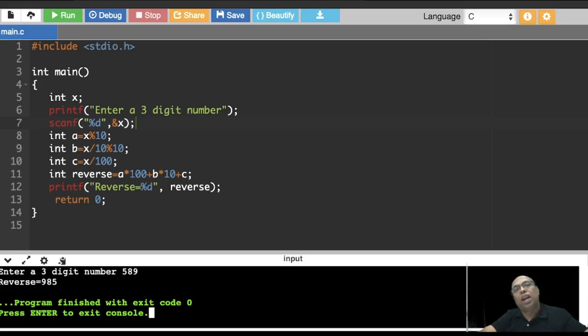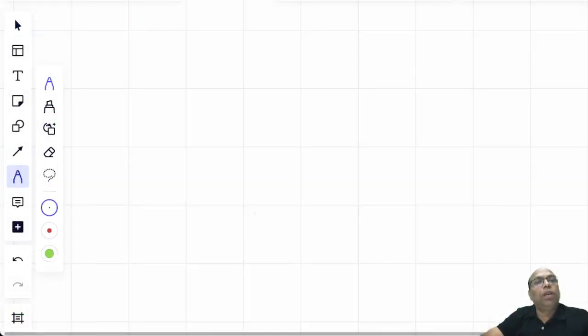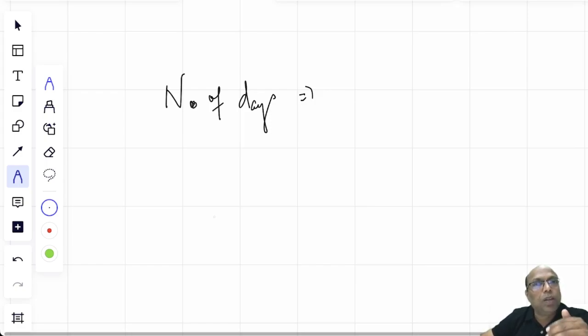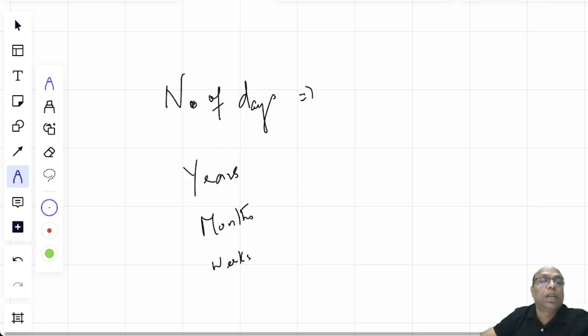So let's solve another problem here. I have been given a number of days. What is the output I want? I need to convert the number of days in the form of years, months, remaining weeks, and remaining days.